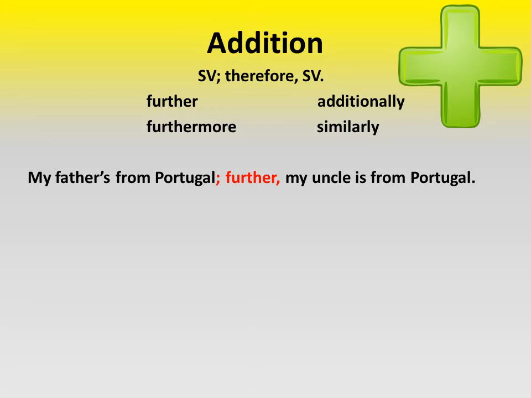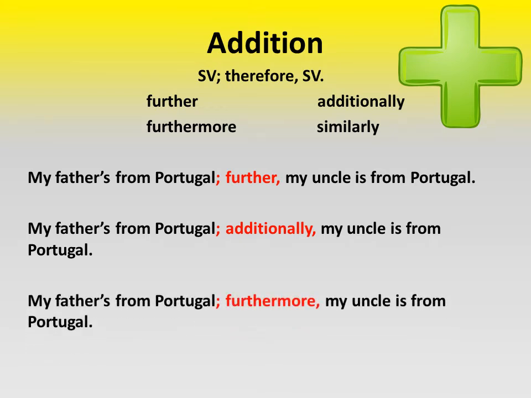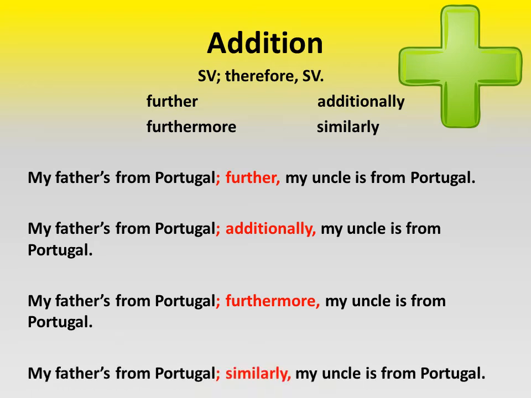So I can say the same exact sentence if I use the word additionally. My father's from Portugal, additionally, my uncle is from Portugal. I can also say, my father's from Portugal, furthermore, my uncle is from Portugal. And as you guessed, I can say my father's from Portugal, similarly, my uncle is from Portugal. These are choices for saying the same thing in different ways to give you sentence variety.